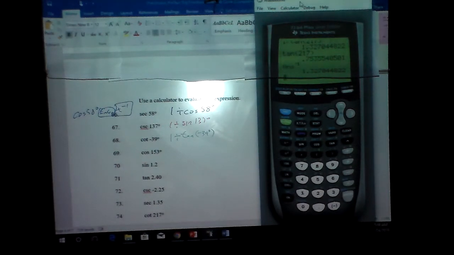So those would be the answers to those particular problems as you were looking up here at the screen. Don't forget, you need to make sure to check whether it was degrees or radians, and you may have to change your calculator mode in different spots.